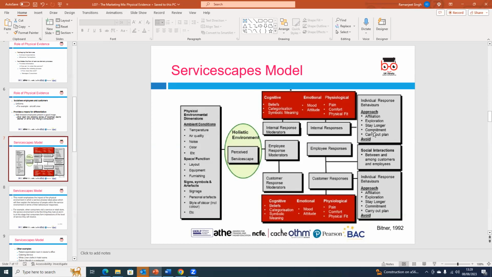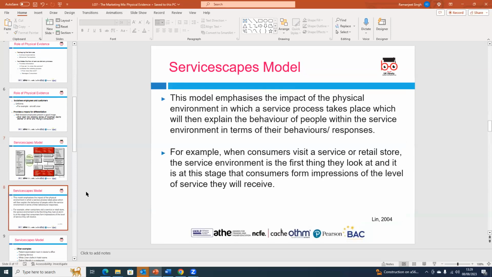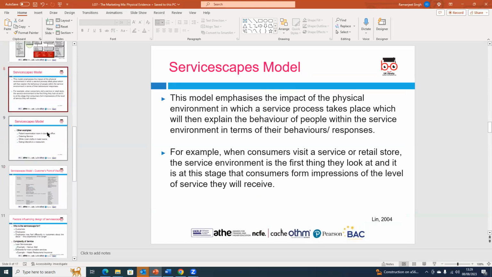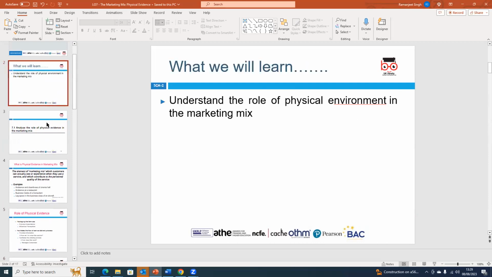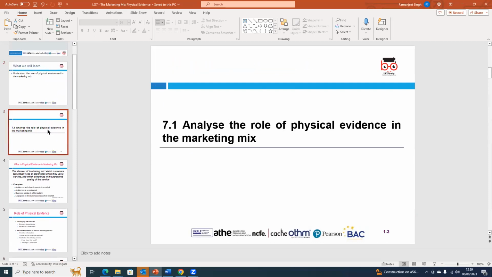Yeah. So this model takes the holistic approach. How should the physical element look, and how should the people behave, internal and external, and how should resources be utilized in order to make the physical environment welcoming, and so on. Okay. And that's all. I think there is only one element that we need to discuss. And then anything that you want to ask.